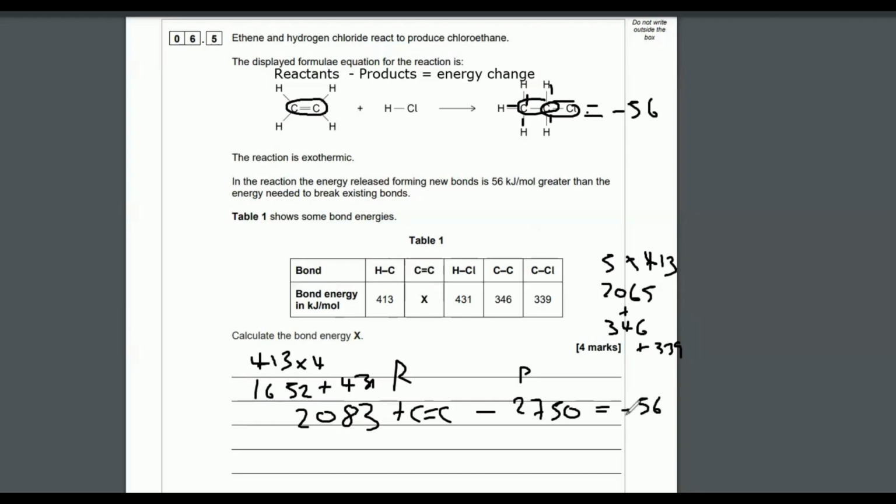Now you might say to me, sir, how do you know it's minus? Well, it was told here. The energy released from forming new bonds is 56 greater than the energy for breaking. And what you have to know is that bond making is endothermic, which is a plus sign, and bond, wrote that the wrong way around, guys. Excusez-moi. Bond breaking is endothermic, and bond making or forming is exothermic, releases energy, so it has a negative sign.